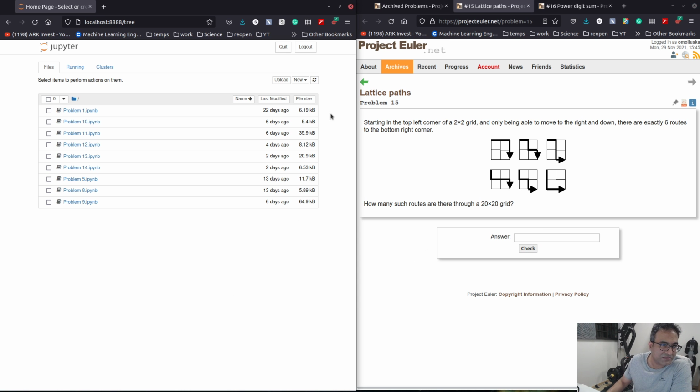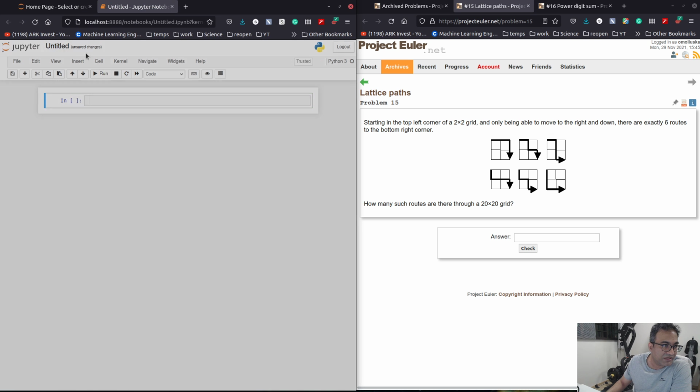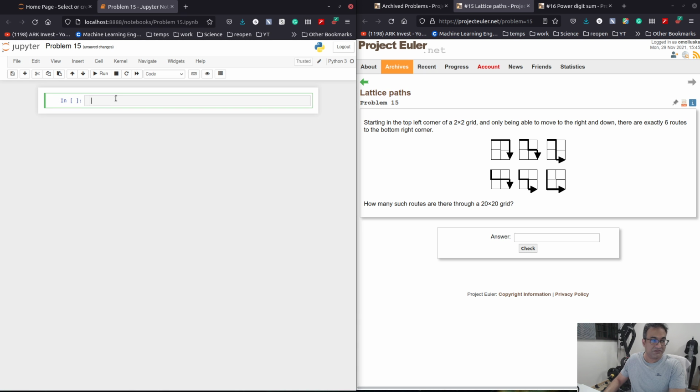So let's start a new notebook like that, and this will be problem 15. There you go. So this is problem 15, and this is called lattice paths. That's what it is.